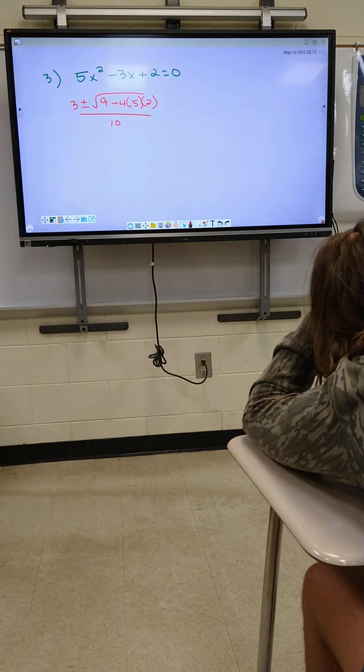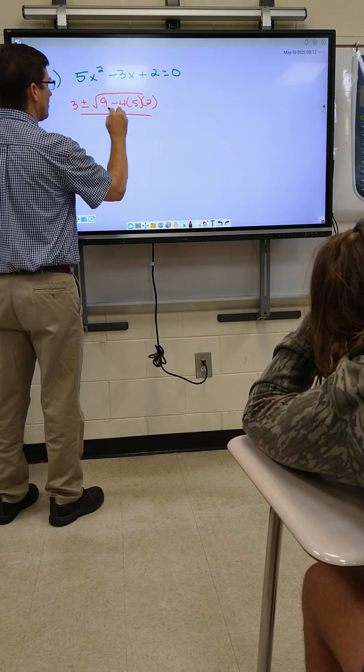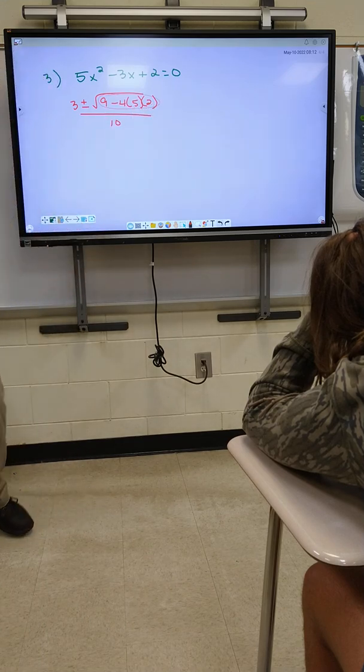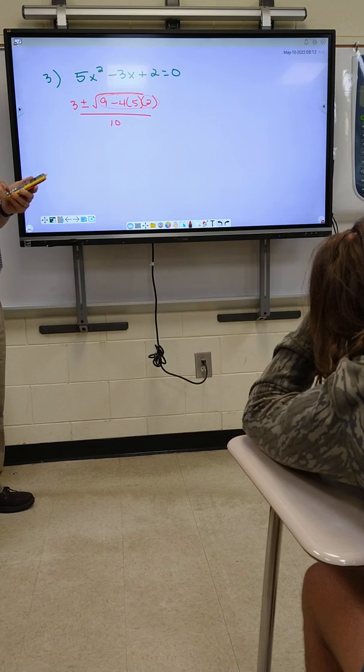Alright, Kaylee, this time I need you to type these numbers in your calculator and tell me what you get. 64. Positive or negative? Let's do it again. Let's see if negative 31. 9 minus 4 times 5 times 2. I got negative 31. Anybody else get negative 31?